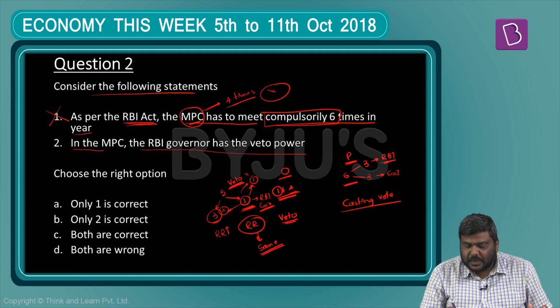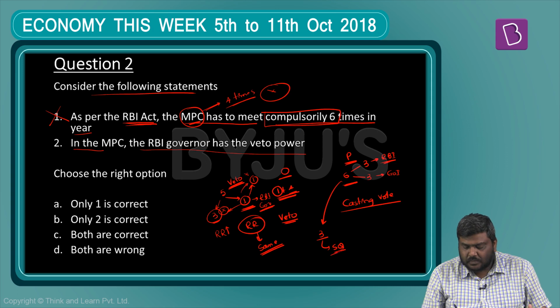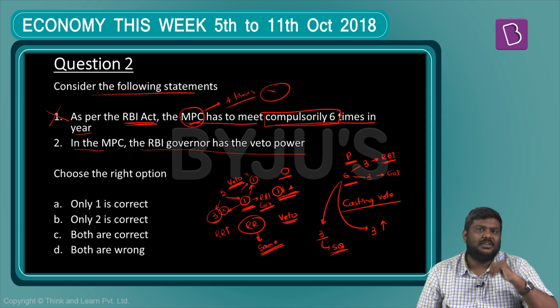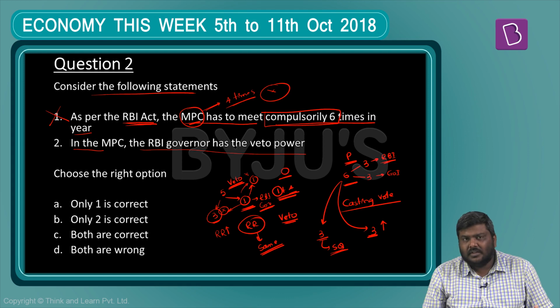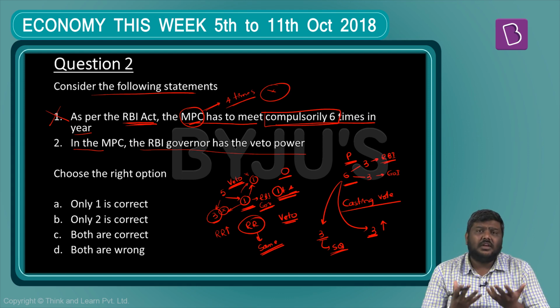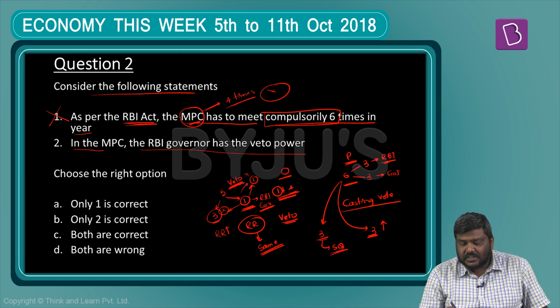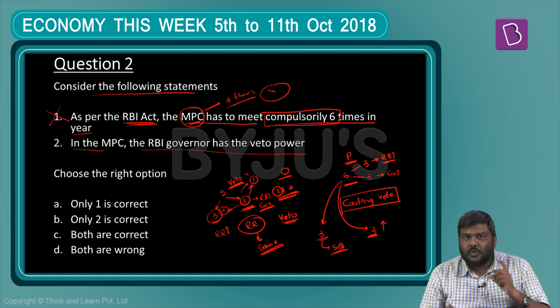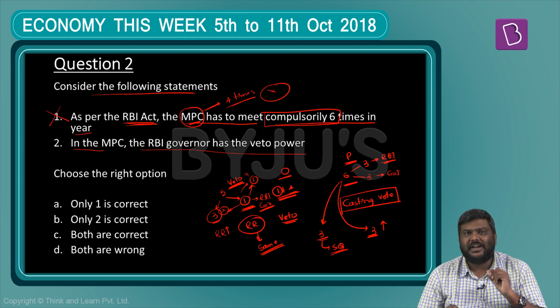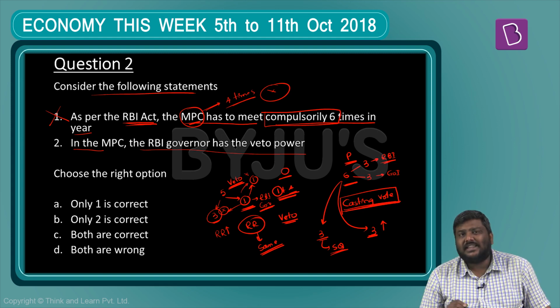What do you mean by casting vote? Let's assume out of 6 people, 3 people say, let's maintain the status quo, that is same rate of interest, repo rate again. And the remaining 3 people say, let's increase the repo rate by 25 basis points. Now there is a tie. Obviously, in whose favor the MPC has to decide? In this context, RBI governor will be given 1 extra vote to decide. This vote is called casting vote.